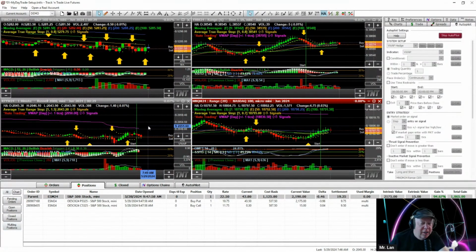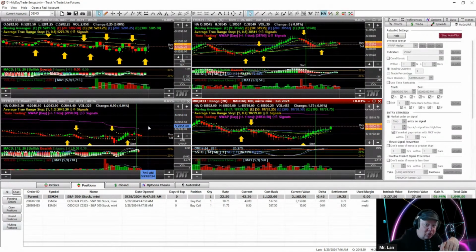Once you're in, it'll sit there and go back and forth across the VWAP. And if it goes above, it'll go long. If it goes short, it'll go short.